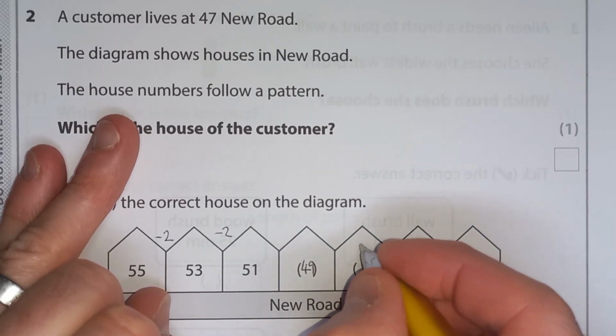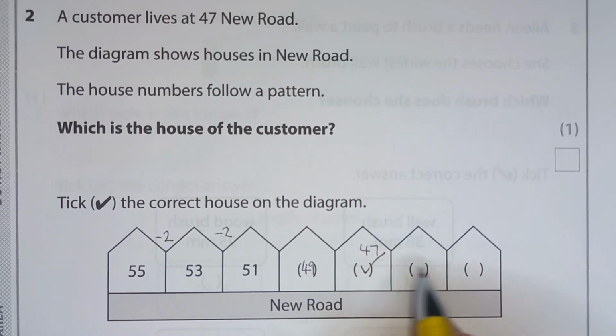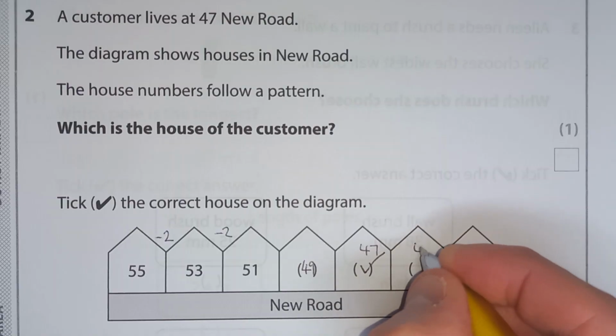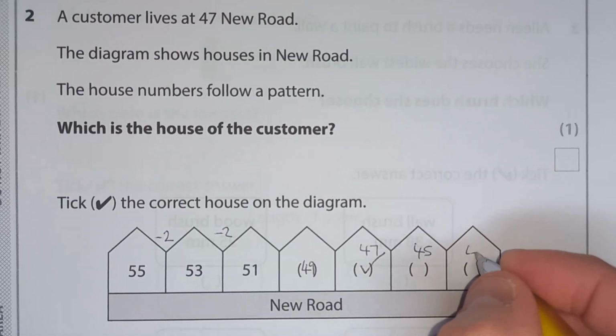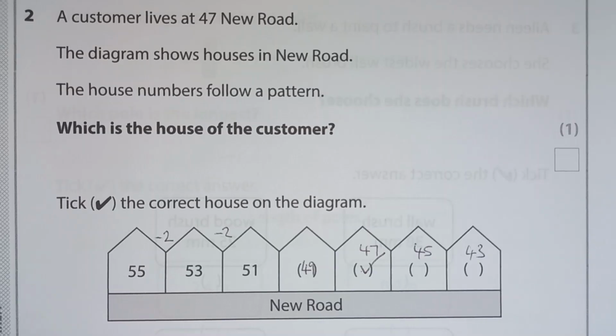Well, actually this would be 47, but they've asked us to tick the correct house, so we're going to put a tick there instead. And if we wanted to keep going down, we'd count down 2 again, 46, 45, 44, 43. So this agrees with this one here.